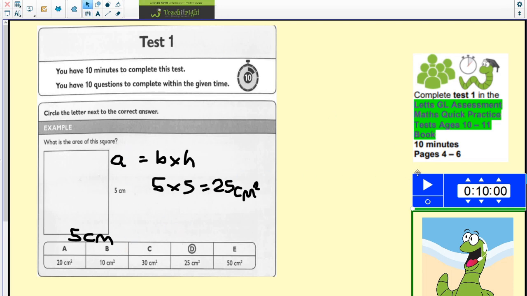Right guys, you've got 10 minutes, really good luck. Remember, do as much working out as you need. That's the hard thing with maths, to get the right amount of working out to get the mark, but no more. Your 10 minutes starts now. Off you go.